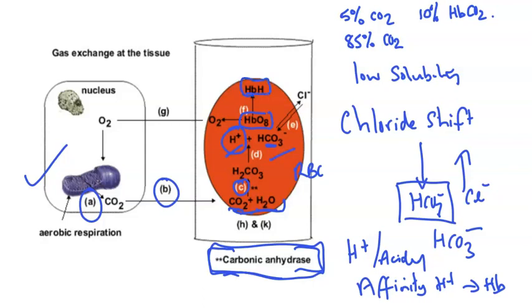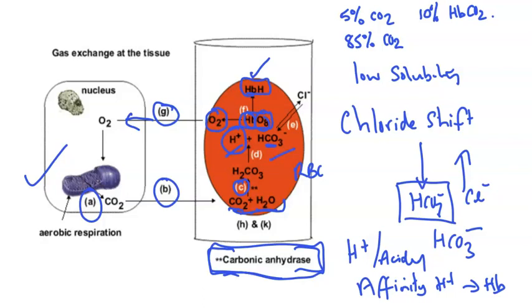But the consequence of this is that as more hydrogen ions are attached to the hemoglobin, this changes the chemistry of the hemoglobin molecule, and there's a loss of affinity, a loss of attraction between the hemoglobin and the oxygen, so the oxygen now has dissociated and diffuses into the cell.